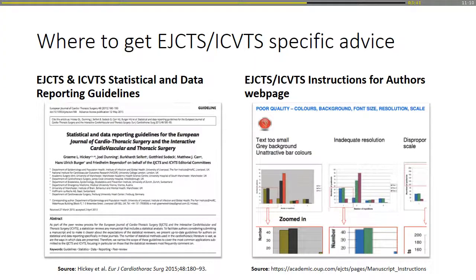So if you're interested in getting specific advice about figures and tables in the European Journal, where can you turn? Well, we have the journal guidelines, the statistical and data reporting guidelines, which are freely available on both journal websites. And if you go to the instructions for authors page, there are detailed instructions about how to construct a figure so that it's optimally presented for the journal.